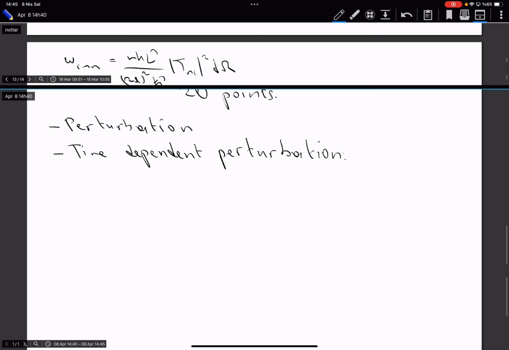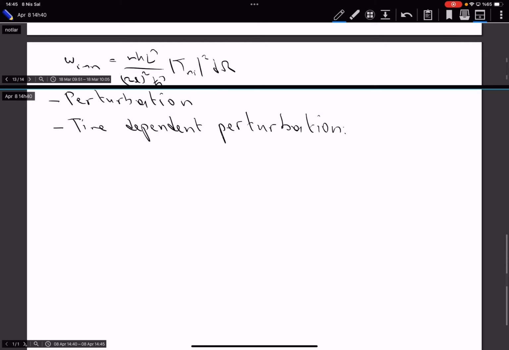So they just have trivial time dependence. They don't change in time. That's also a time dependence. So one of the results we had was, for example, one of the things we were interested in is the transition rate.